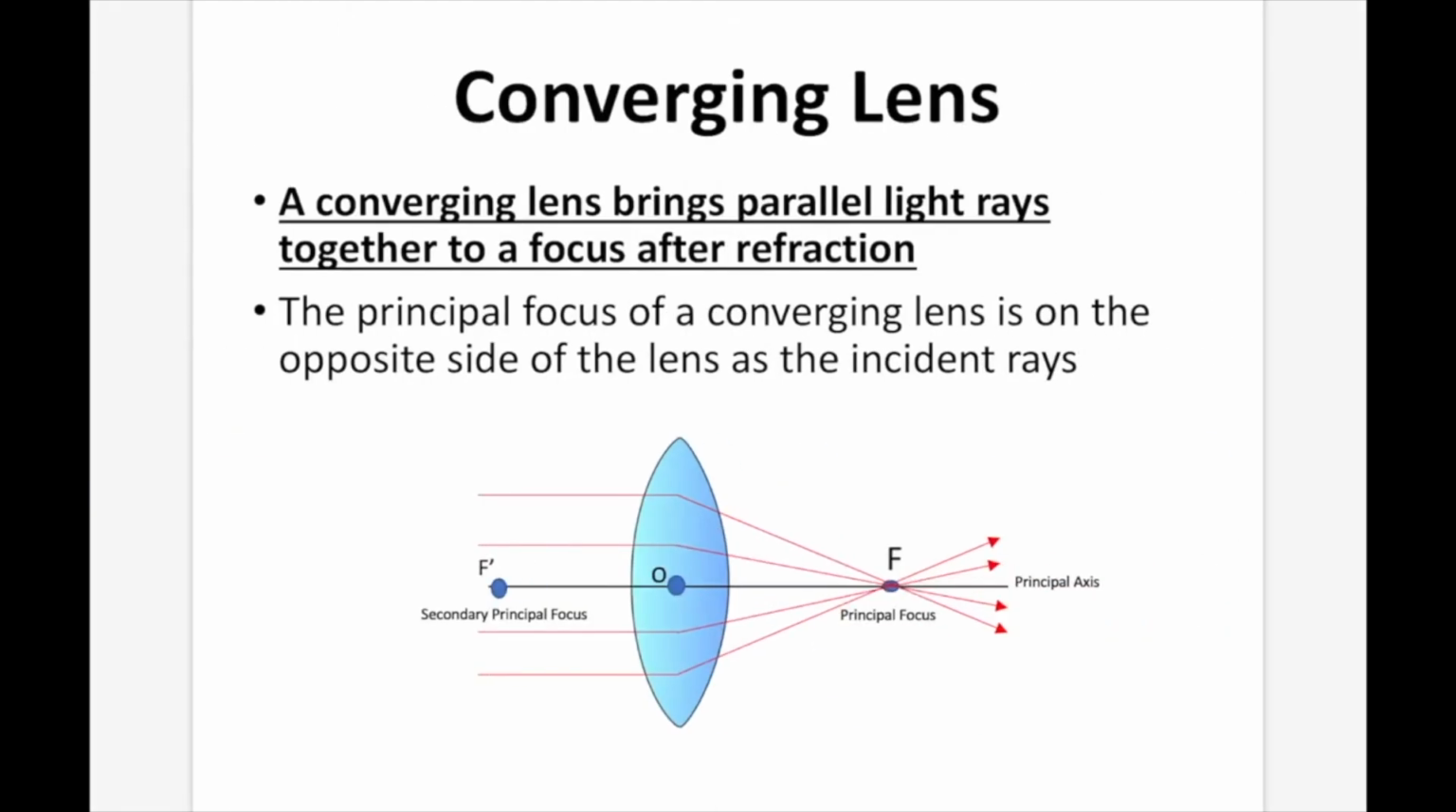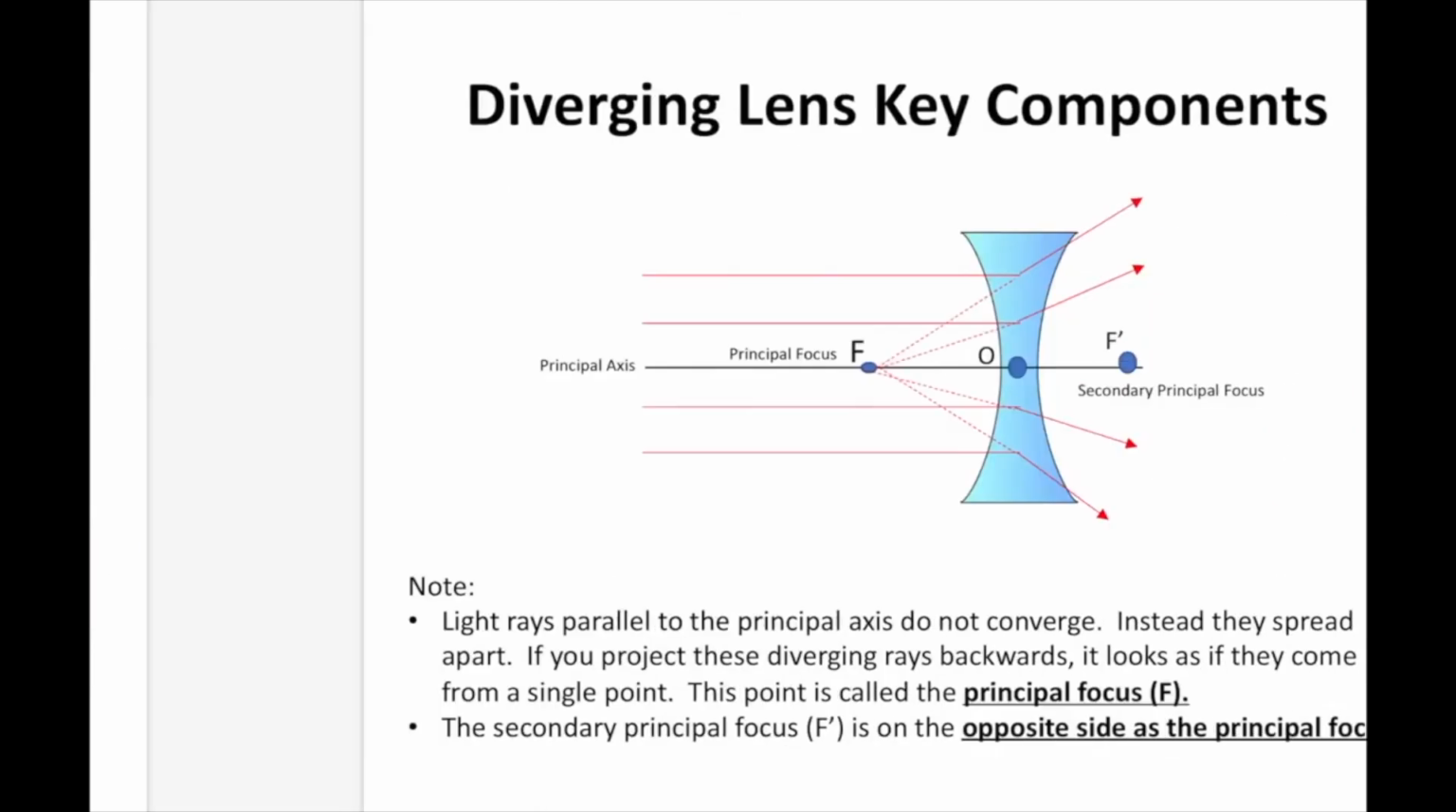Converging lenses. A converging lens brings parallel light rays together to a focus after refraction occurs. The principal focus for a converging lens is on the opposite side of the lens as the incident rays. So these are going to be the incident rays coming in, and this is the focal point right there. And you can see how they all converge at the exact same spot, and that's called the focus.